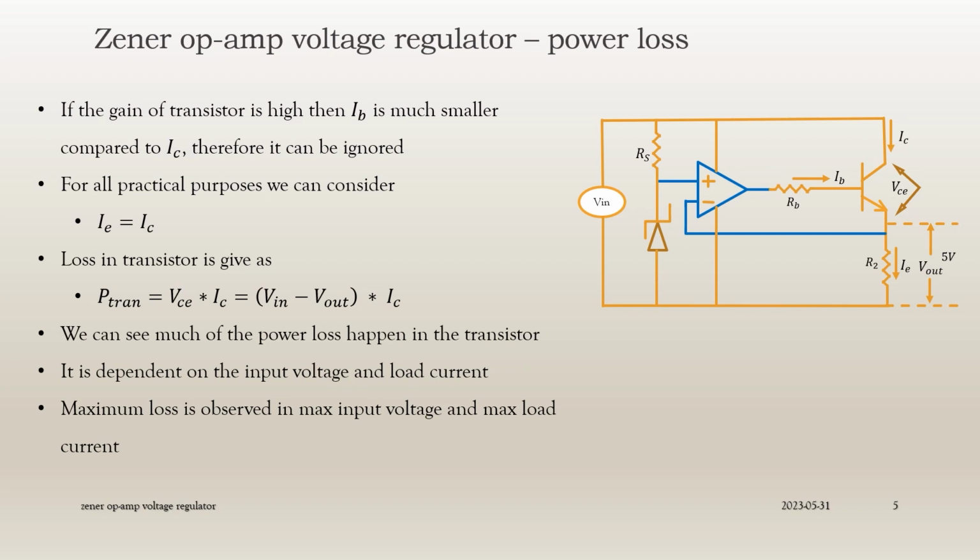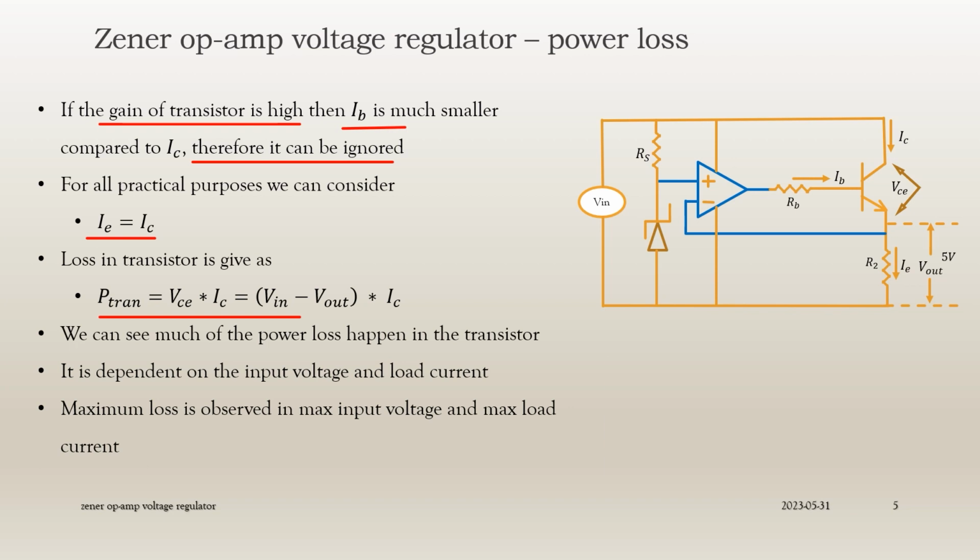Let us now look at the power loss. If the gain of the transistor, beta, is high, then IB will be small compared to IC. So, IB can be ignored. And for all practical conditions, we can consider IE equal to IC. We know that the loss in the transistor is PCE plus PBE. As we are assuming the base current is less, we can ignore the power loss of PBE. Hence, transistor power loss is mainly equal to VCE into IC.